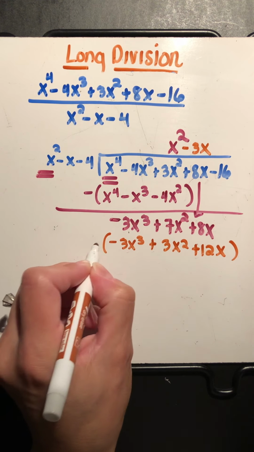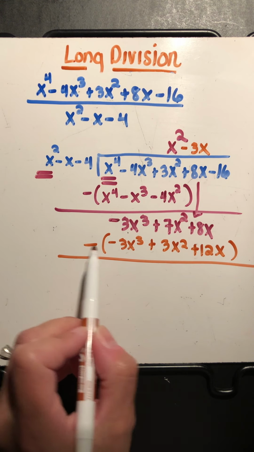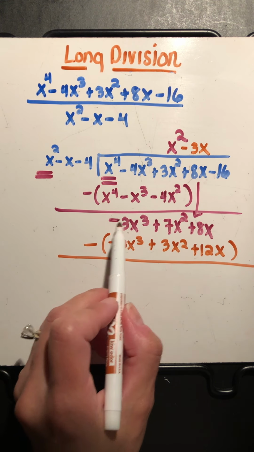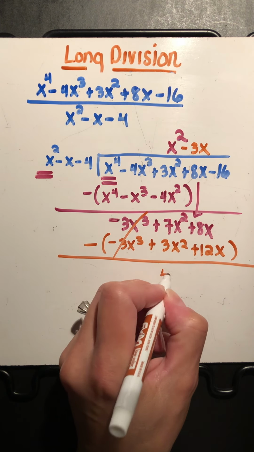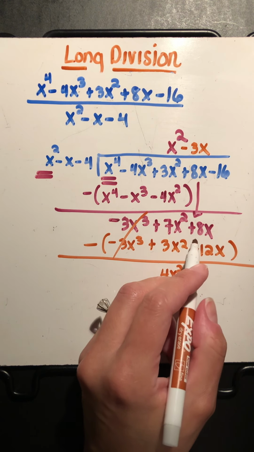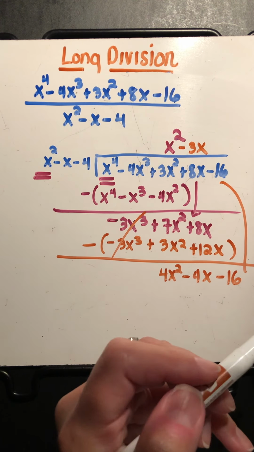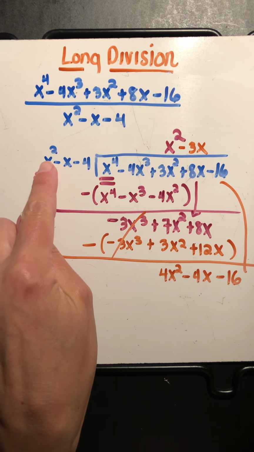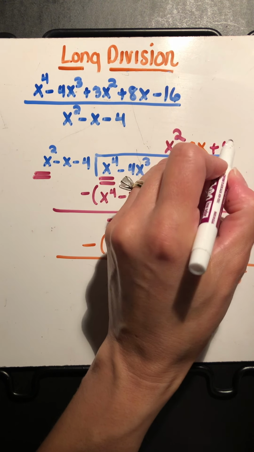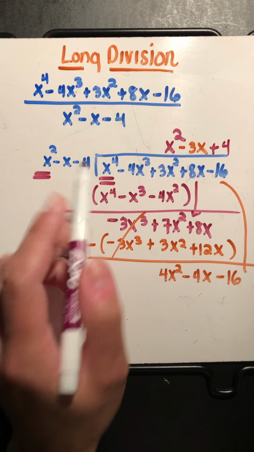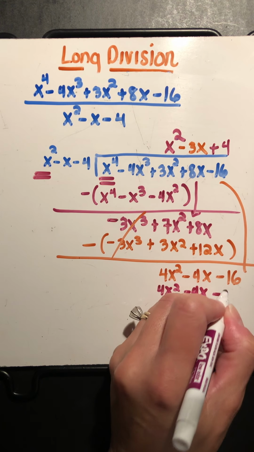And I'm going to subtract just like I did before. So just be careful with your minus signs, and I always keep this out of the parentheses. So if I were to distribute, the negative 3x and the positive 3x cancel. That's really negative 3x squared, so I have 4x squared. This is going to be minus 4x, and I'm going to bring down the negative 16. And I'm going to repeat. I'm going to ask myself, x squared times what gives me positive 4x squared? And the answer is plus 4. Multiply 4 times every term in the divisor. That gives me 4x squared minus 4x minus 16.